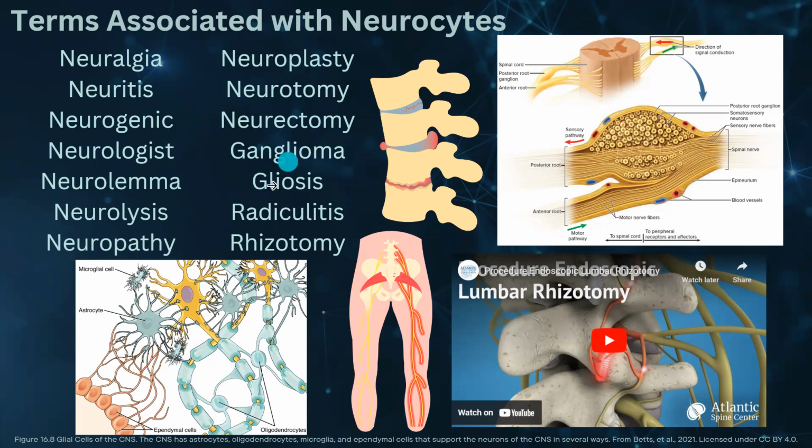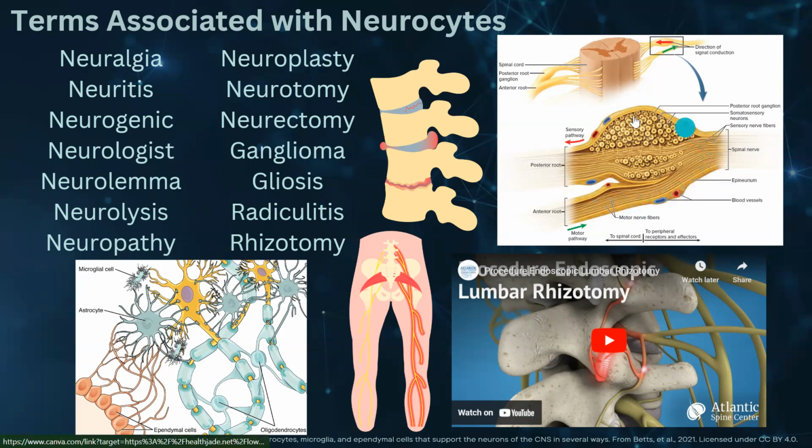Gliosis: glio is for glial, osis meaning abnormal. So this would be an abnormal condition of a glial cell. Radiculitis and rhizotomy: our two roots here are both referring to a nerve root. Itis means inflammation, so radiculitis would be inflammation of a nerve root. Rhizotomy would be an incision into a nerve root.